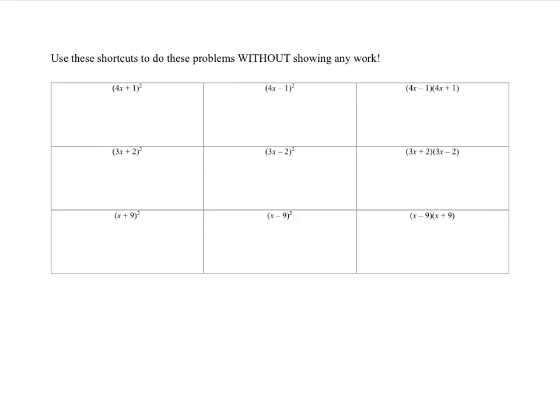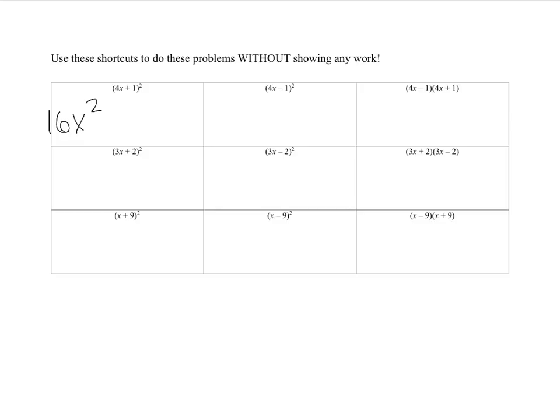So now let's see if we can use the shortcut that we just discussed without actually doing FOIL. I'm going to do the first column first. These, again, what are these all called? These are called the square of a sum because we are squaring a sum, right? When you square a sum, we're not just bringing in the little 2. You have to square the first term. So 4x squared is going to give us 16x squared.